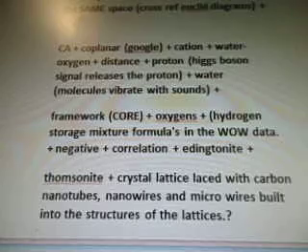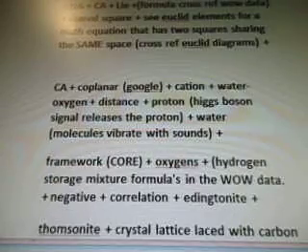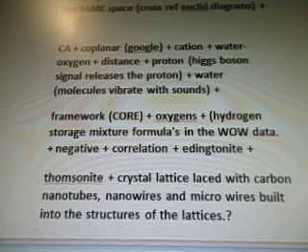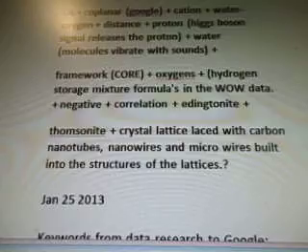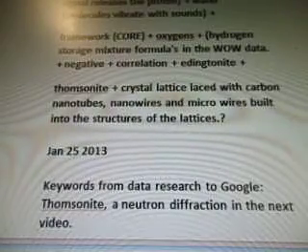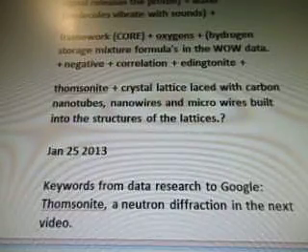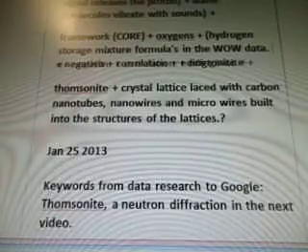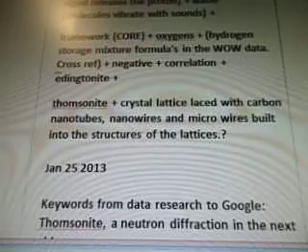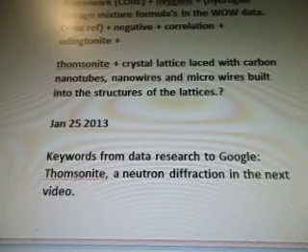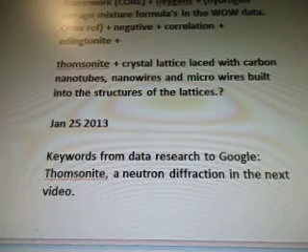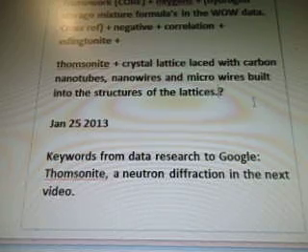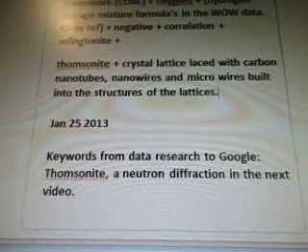Ca plus coplanar plus cation, water, oxygen, distance, proton, Higgs boson signal releases the proton, water molecules vibrate with sounds. So framework core, oxygens, hydrogen storage mixture formulas in the Wow data. So that's a cross-reference there. Negative correlation, Eddingtonite, Thomsonite, crystal lattice laced with carbon nanotubes, nanowires, and microwires built into the structure of the lattices. And we have 2 more.